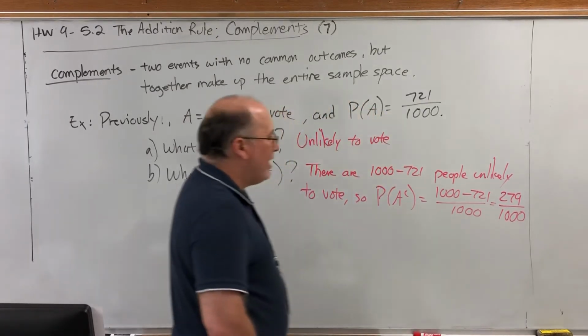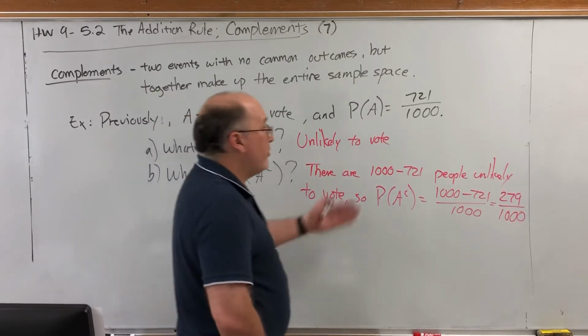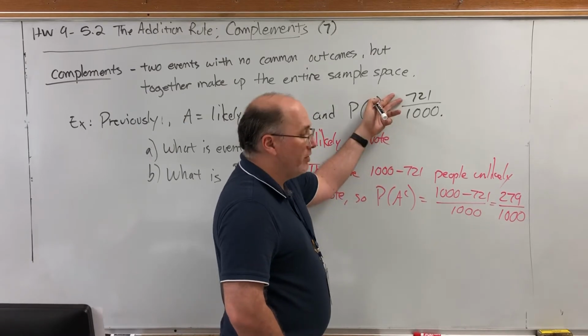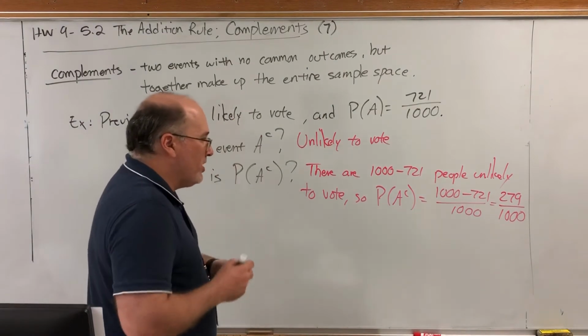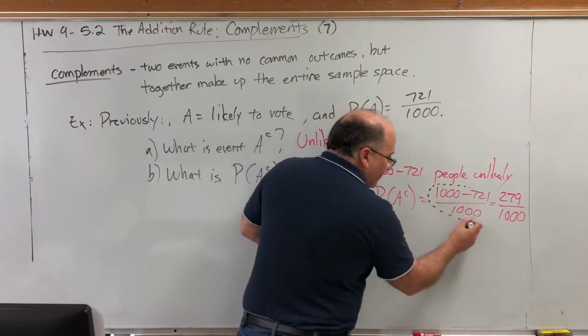But what if our probability were not given as a fraction? What if it were given as a decimal or percentage? Then we wouldn't know how many people were surveyed out of the total. And we wouldn't know what the numerator was. And we wouldn't be able to do that subtraction problem. But there's a way around it. And the way around it is embedded right here.